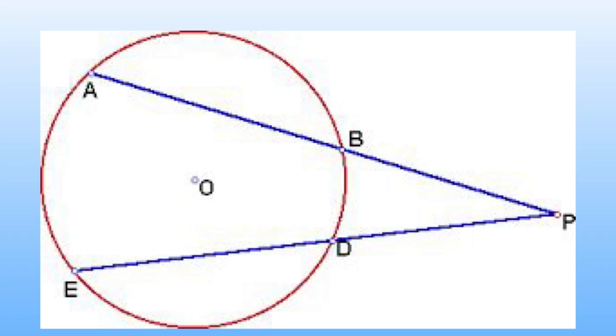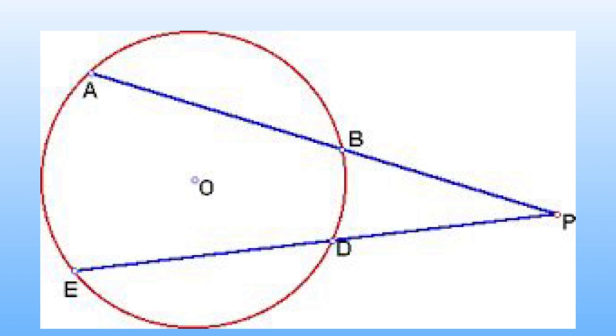Okay, so yesterday we were looking at two secants. And the two secants, I told you that we did the outside piece times the whole secant. So like BP times AP equals the outside piece, DP, times the whole piece, EP. Well, we're going to twist it up ever so slightly today.